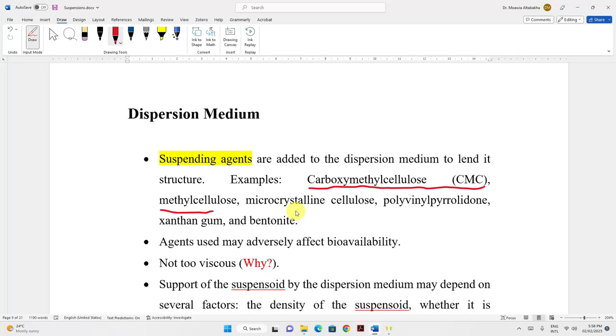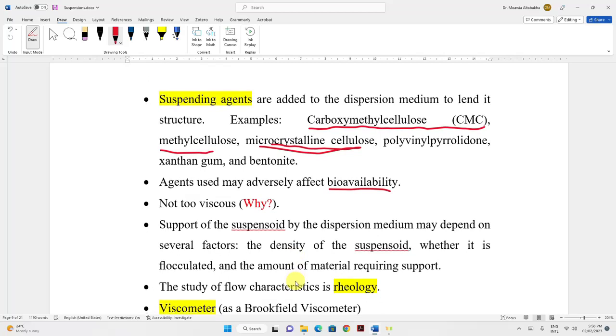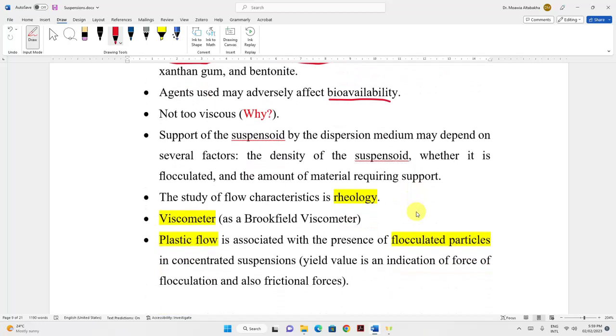But the problem, and we have to pay attention to this, is that these agents can affect bioavailability. You know that when the vehicle is viscous, the bioavailability will be less, okay? Also, the drug might be adsorbed to these materials, and these materials might interact with the drug in a way that makes bioavailability less. طيب, إذن yes, we need to increase viscosity, but we have to be careful regarding bioavailability. The other thing is we cannot make it too viscous like honey, because it means we will not be able to pour it freely into a measuring device. Okay, that's why we were focusing on suspensoid.